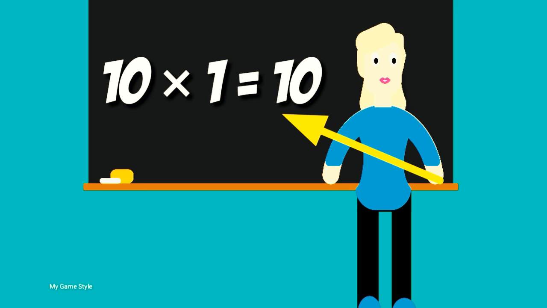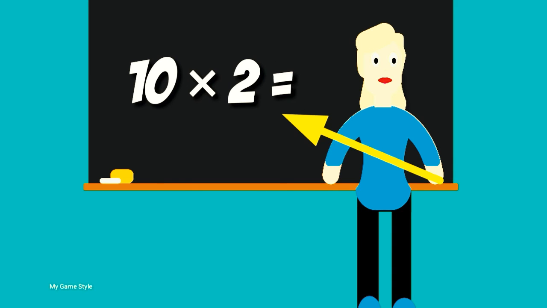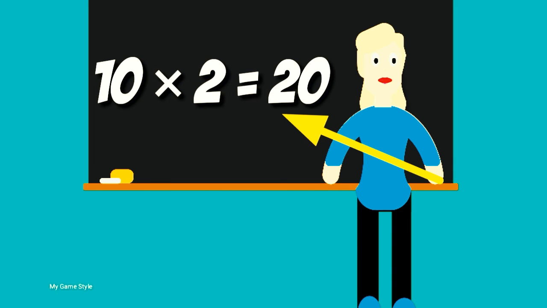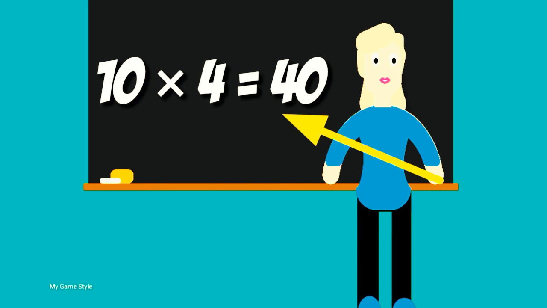10 1 is 10. 10 2 is 20. 10 3 is 30. 10 4 is 40. 10 5 is 50. 10 6 is 60.